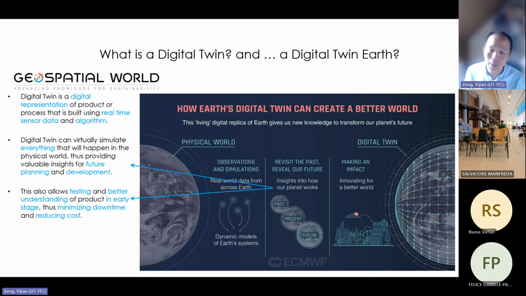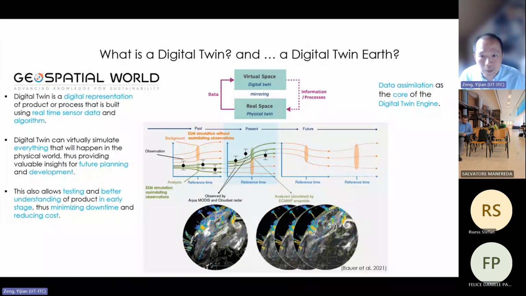And then if we can accurately predict the future, then we are able to prevent, or not prevent, but at least reduce the damage. It can be caused by extreme weather, hurricanes, and other extreme events. So the idea of this digital twin Earth, very importantly, is two parts.